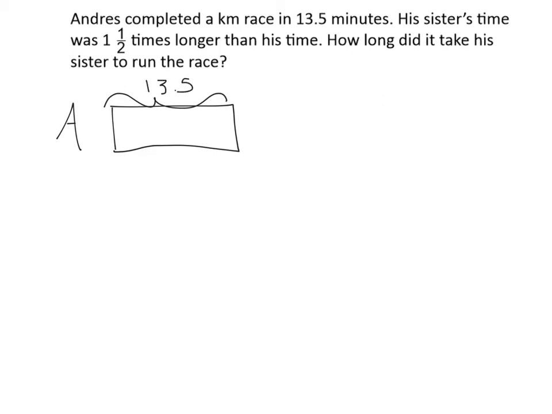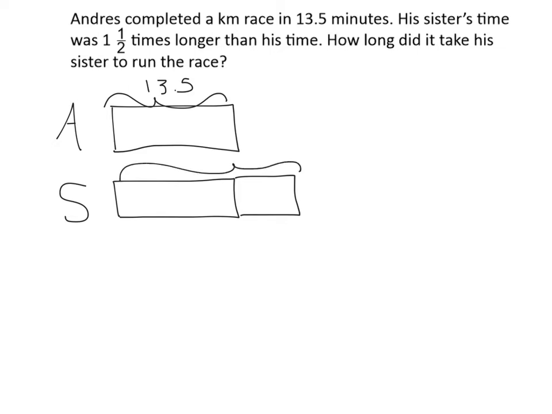We know that his sister's time was 1.5 times longer. We want to know how long did it take his sister to run the race. So what we're trying to find is this entire tape diagram. So we know that Andres took 13.5 minutes and his sister took 1.5 times longer. So we're going to multiply by 1.5.